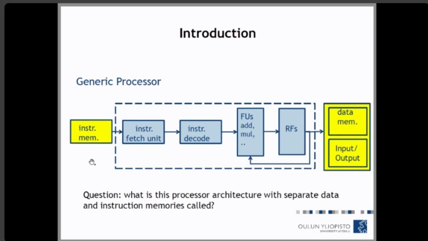So we will have such a structure as a basic processor. We have some instruction memory, then the instruction fetch unit, then instruction decode and functional units. They write to the RF, and if needed, read from the RF. RFs are register files. These are some sort of very fast memories that are close to the functional units within the processor. And then after that, we write to the data memory, or if needed, to some input output port.